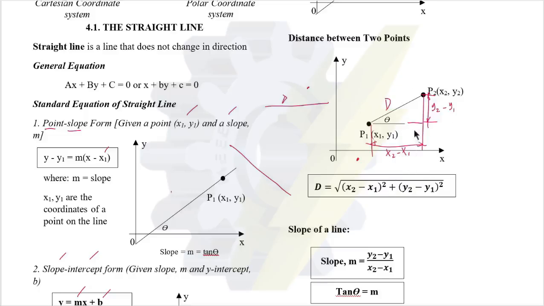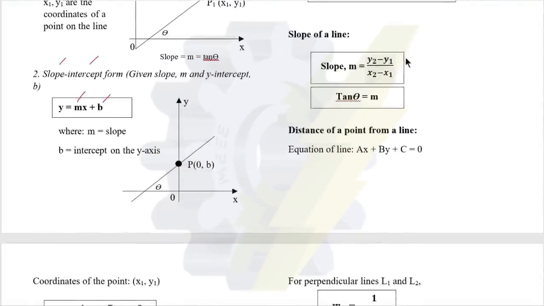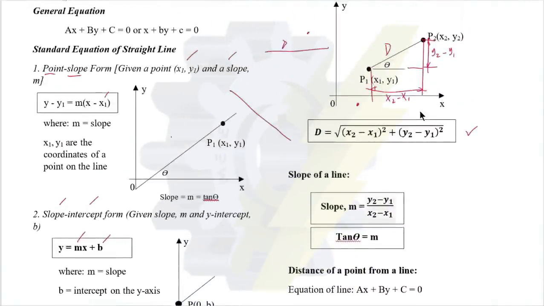Using our Pythagorean theorem, we can now solve d, which is simply the square root of the sum of the squares of the two sides. The next is slope of a line. The formula is simply y2 minus y1 all over x2 minus x1. Again, you can derive the slope here. That is simply the ratio of this side, rise over run. So y2 minus y1 over x2 minus x1.